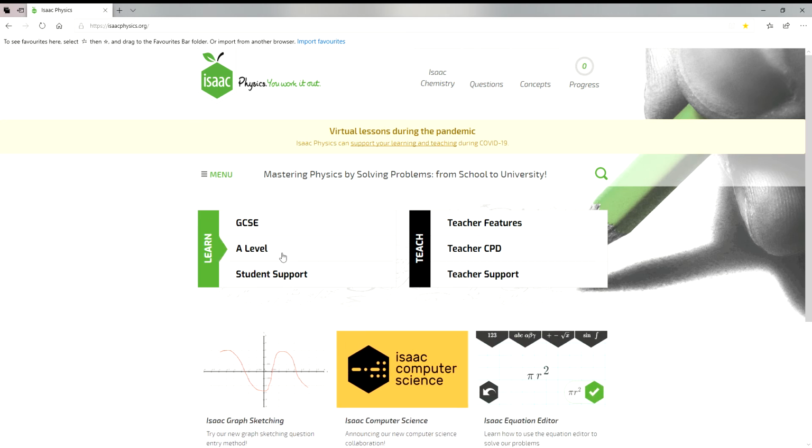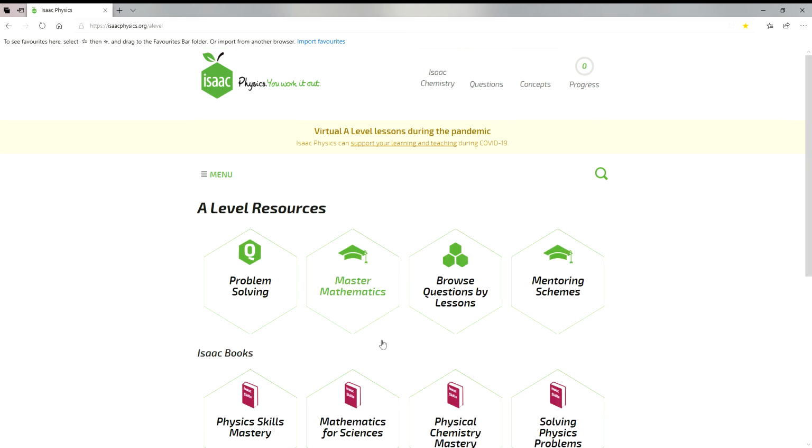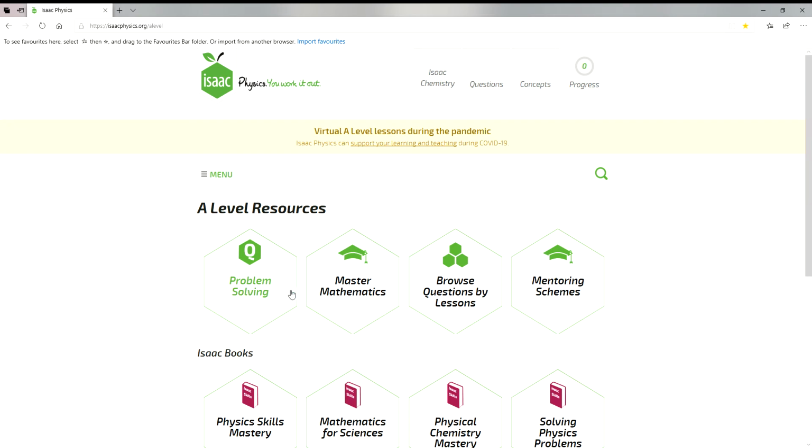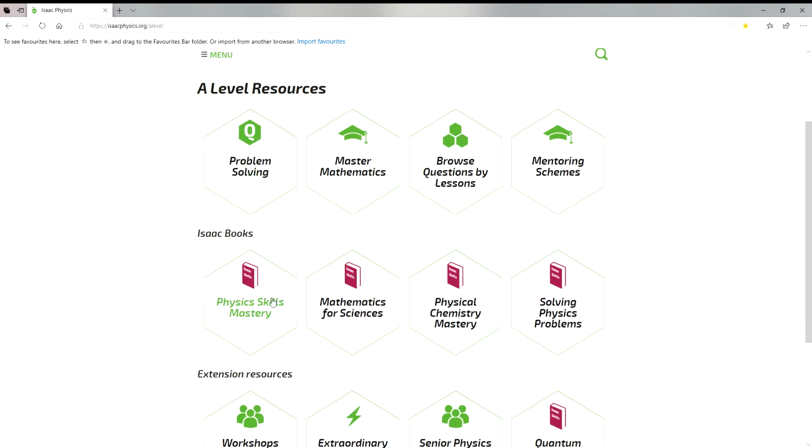So if you want to find the books where I find all the information from, click on that A-level button. And you'll notice if you go down the A-level resources, there's a whole lot of question sets on problem solving, mastering mathematics, of course, which is where I got your last CPD resource from, in terms of maths skills, mentoring schemes, etc. And that's all good. It's almost like buying a program, if you like, a way of delivering things. What I generally will use is this next level down, Isaac books.